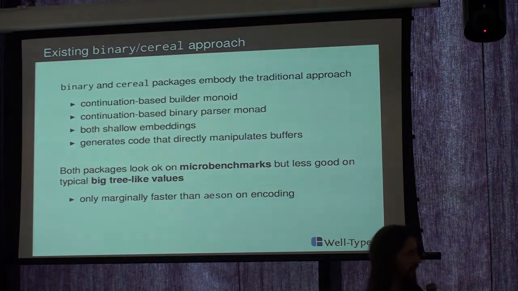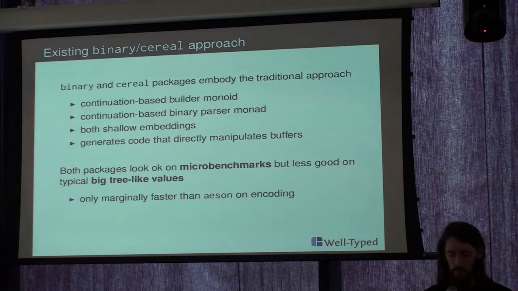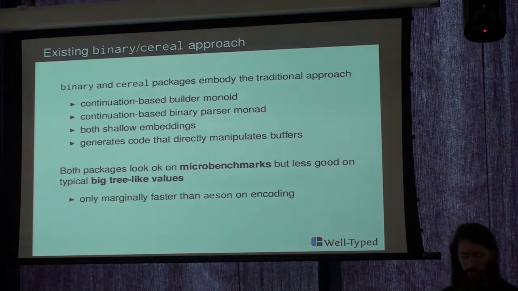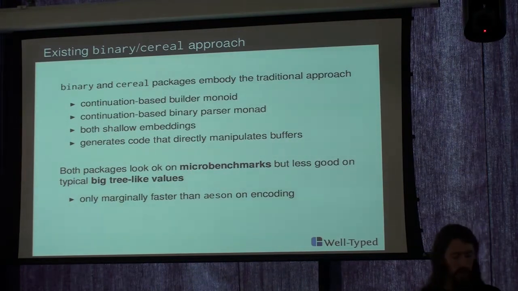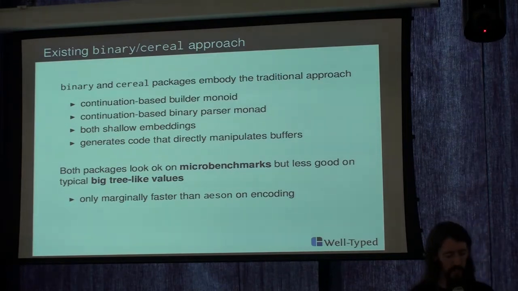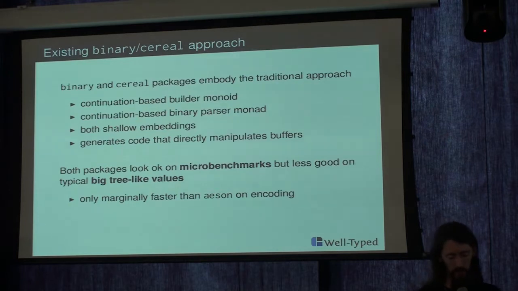So binary and serial are the existing established practice in this area. They are both continuation based, both for the builder monoid and for the parser monad. They're both what we call shallow embeddings. All of the combinators they provide are directly functions that manipulate buffers and pointers and offsets and things. And both of these libraries are actually extremely similar to each other these days. There's almost no difference. Sometimes one is faster than the other, but they're using exactly the same strategy these days, and they have exactly the same binary format as well. They probably ought to just be merged.